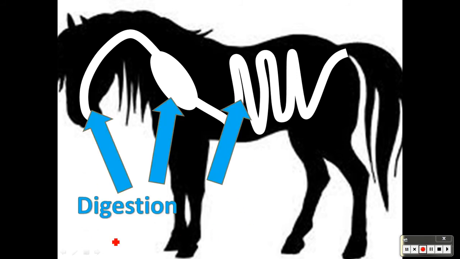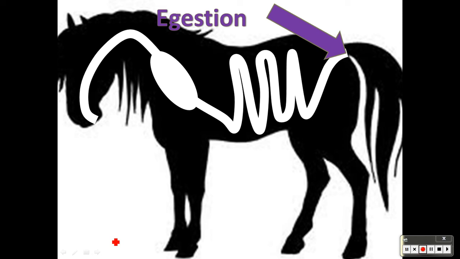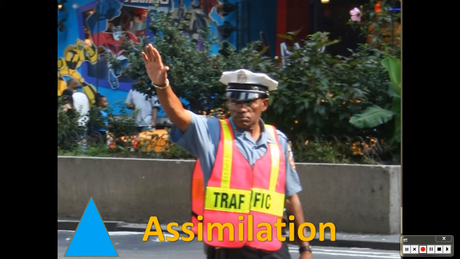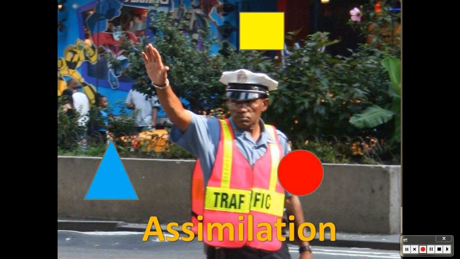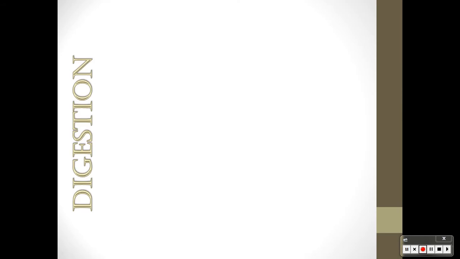Okay, so food goes in, ingestion. It breaks down, that's digestion. It gets used, absorption. And whatever's left over comes out, egestion. Okay, that's the basics of the digestive system. What gets used is assimilation, and that's when your body tells the molecules where to go and what to do.